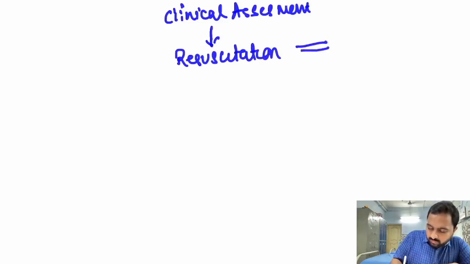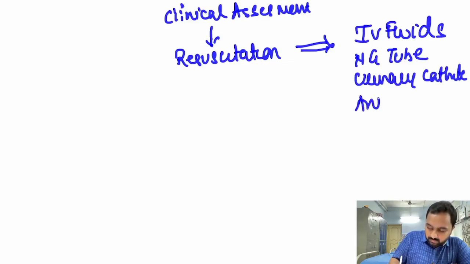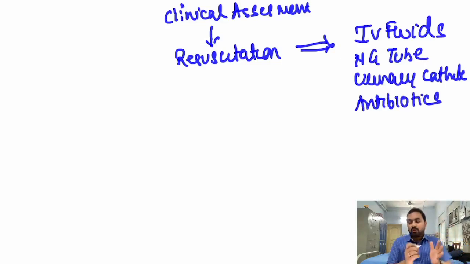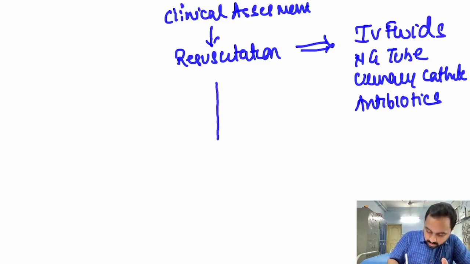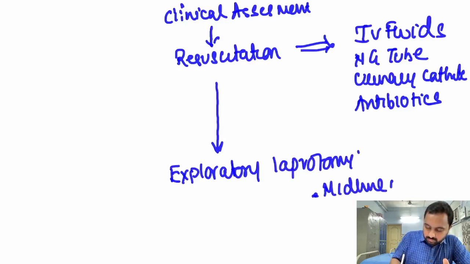So now what would your resuscitation include? It would include IV fluids, nasogastric tube, urinary catheter, right? It would include antibiotics, which should be your broad spectrum antibiotic. So you will be getting a question, what would be your next step, how will you manage? So you need to assess the question and accordingly answer what is to be done over there, right? So now after this resuscitation, you have your definitive management, where you would do an exploratory laparotomy, right? So in this exploratory laparotomy, always remember it will be a midline incision, right?